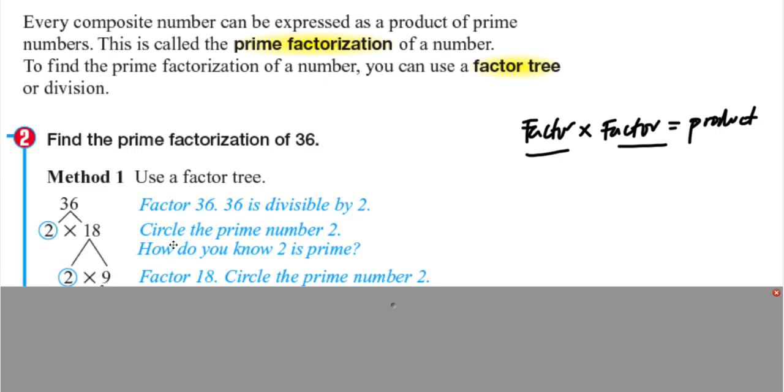Now let's answer this question: how do you know that 2 is prime? Because 2 has only two factors, 1 and itself, which is 2. At the same time, 2 is the only even number that is prime.